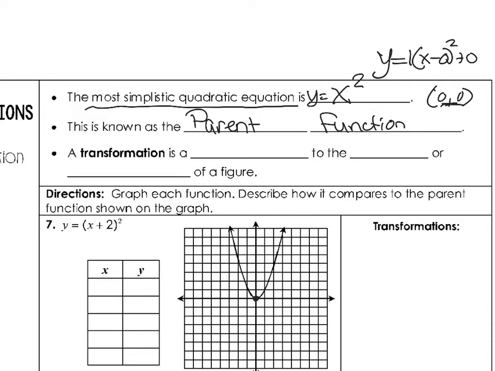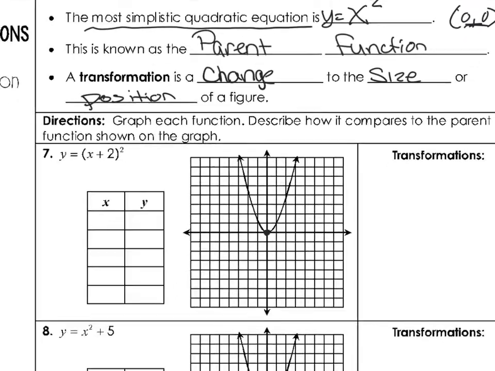All right? So any changes you make in your H or your K, your left to right movement and your up and down movement, or any changes you make as far as A is concerned, then those can show up as transformations. A transformation is a change to the size or position of a figure.